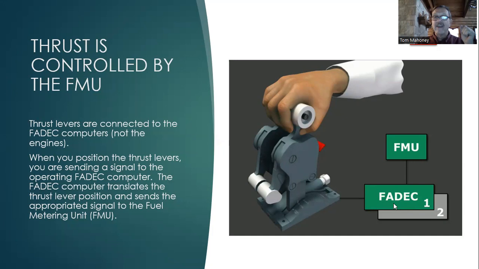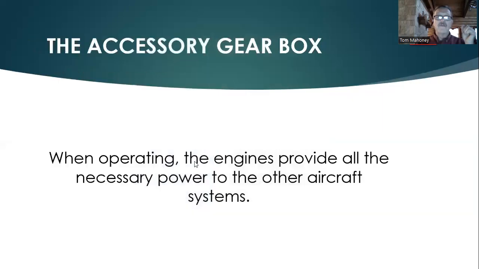the FADEC. The FADEC interprets that position, and then it sends a signal to the fuel management unit, and that fuel management unit then dictates how much fuel goes into the engine burner can, basically, so that you can produce the appropriate amount of thrust that was detected by the position of the thrust levers, and that input is done by the pilots. So everything's computer driven, works good, works a long time.